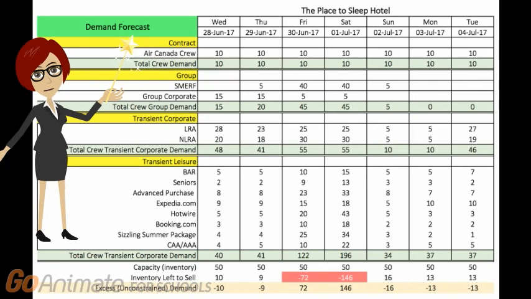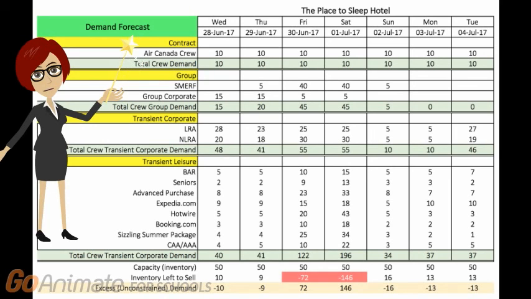Let's go through each market segment and decide on strategies we can put in place to optimize revenue. First, let's begin with contract. Because we have a contract with Air Canada crew, we are unable to turn them away, even though doing so would allow us to sell 10 rooms at a higher rate on the Friday and Saturday. The long-term relationship is more important than the short-term gain.